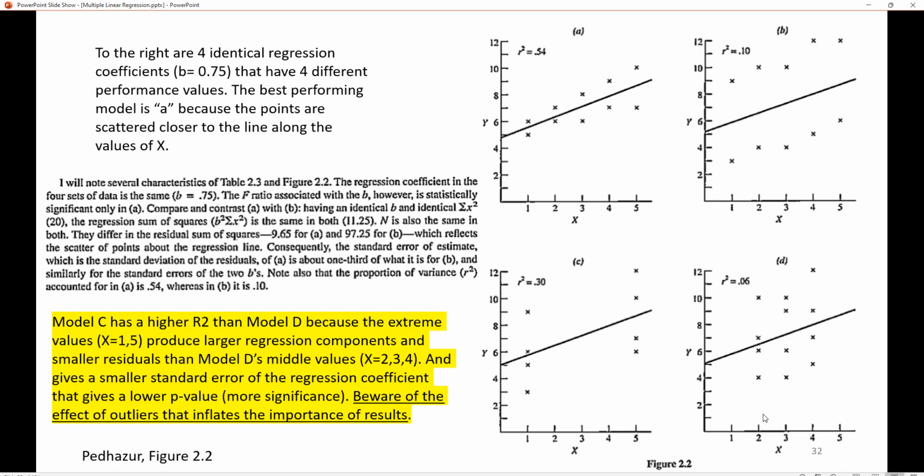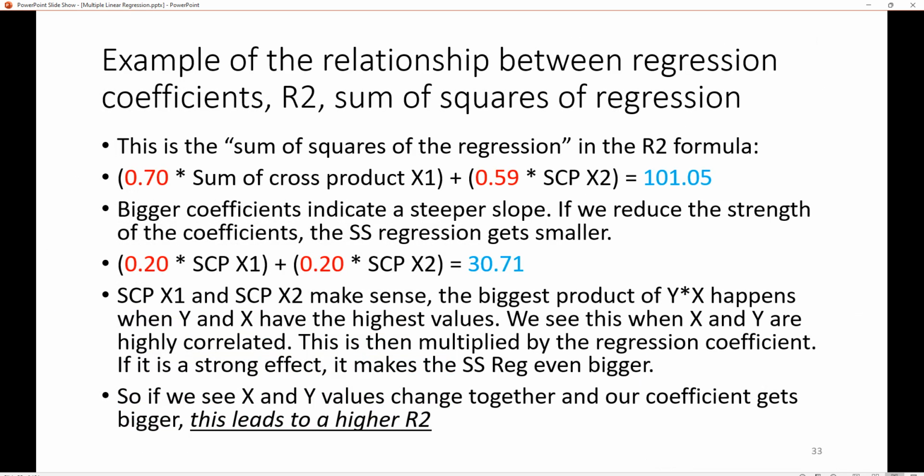So what that does is it gives us a smaller standard error of the regression coefficient in figure C, and that gives a lower p-value. In other words, more significance. So we want to be aware of the effect outliers that inflates the importance of results.